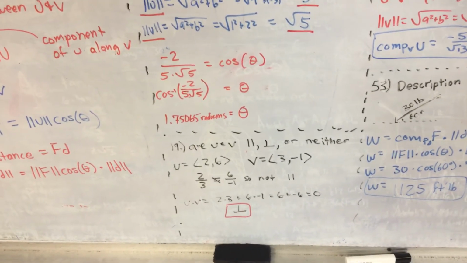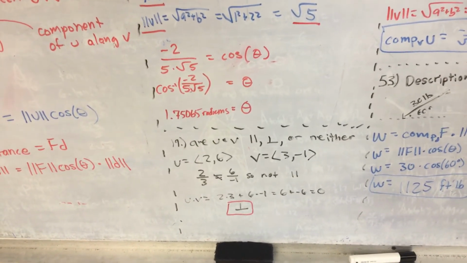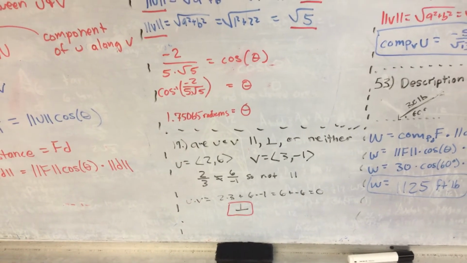If they're not parallel, we then do the dot product. If it equals 0, they're orthogonal. Our dot product equals 0, so they are orthogonal.